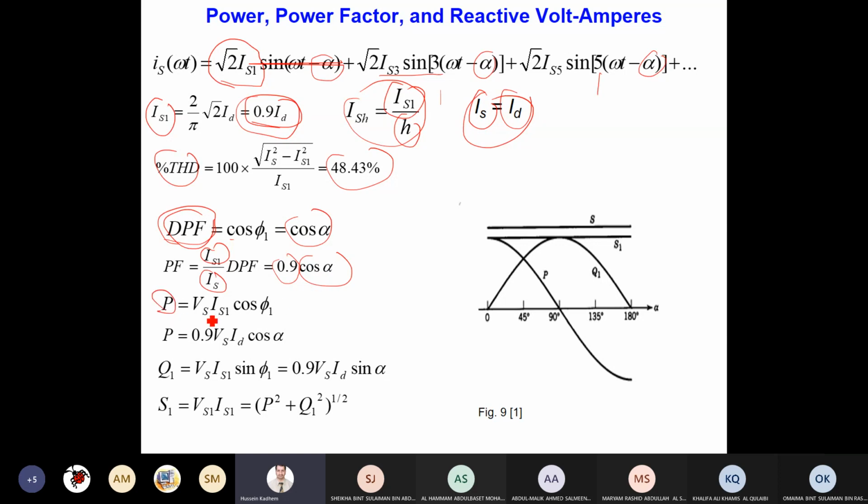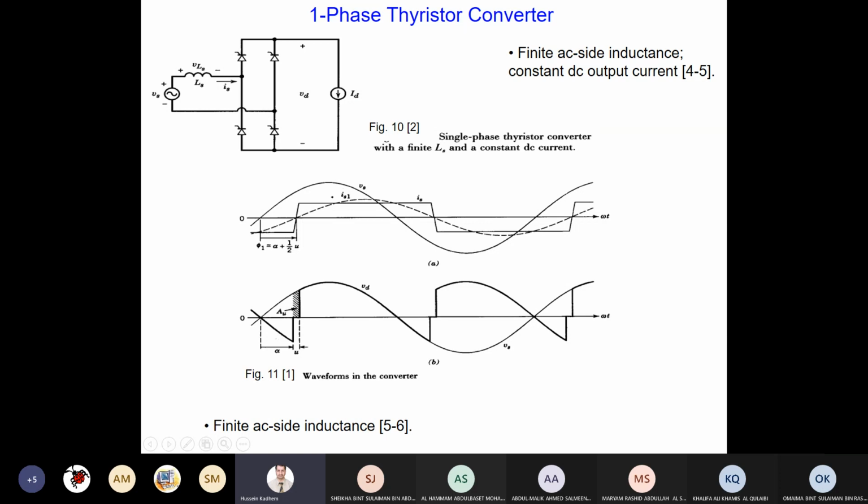For the power factor, we just need to multiply by the current. So we have VS IS1 cosine alpha, or cosine phi, it's the same. This is the power. For reactive power, rather than cosine, it will be sine. These are the definitions we already discussed in level 2. And apparent power is the square root of P squared plus Q squared.